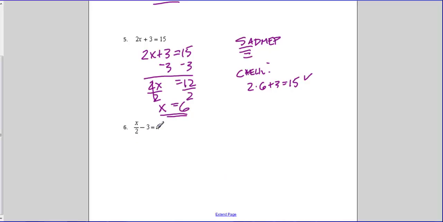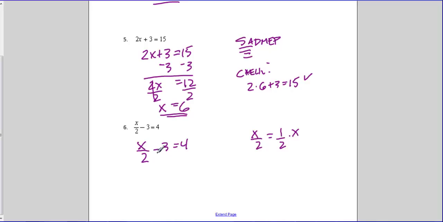And my last question, I have x over 2 minus 3 is 4. Just to note, x over 2 is in fact the same as 1/2 times x, because 1 times x is x over 2, so these are the same thing. But I'm going to leave this as x over 2 here.